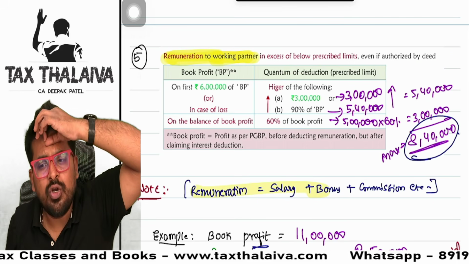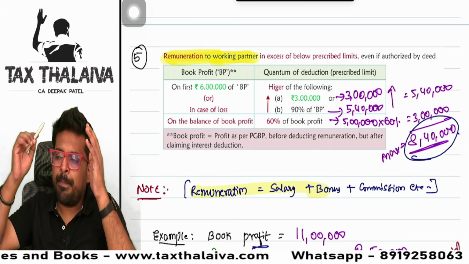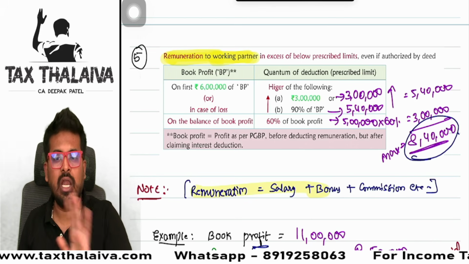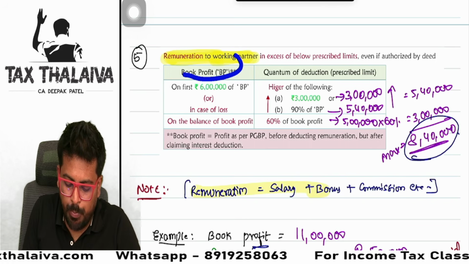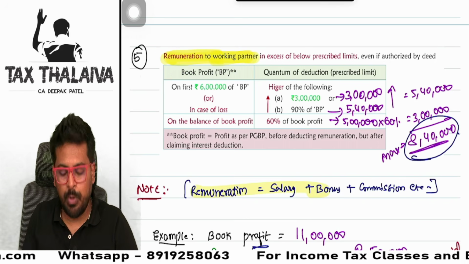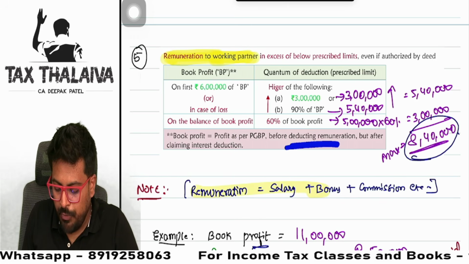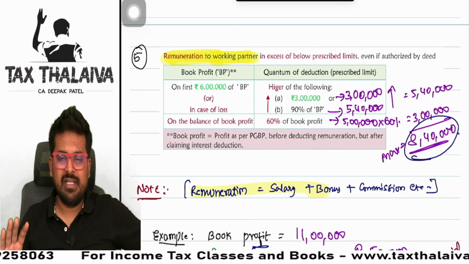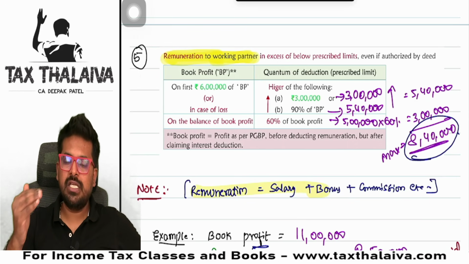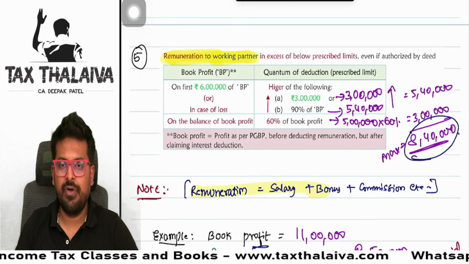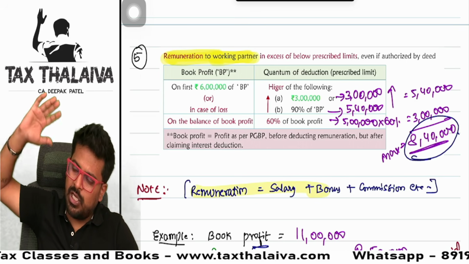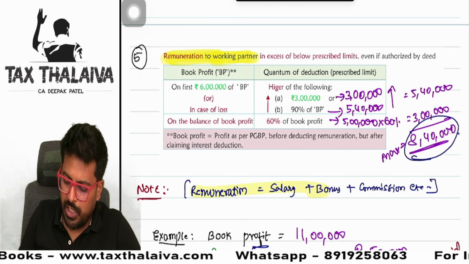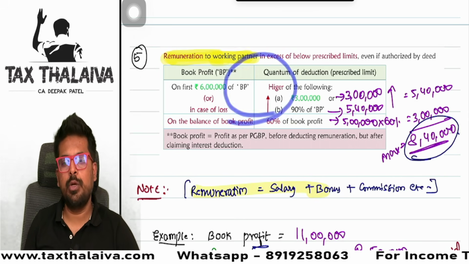Even if the partnership deed is authorizing more payment, still the Income Tax Act will not allow it. What is that? First, you have to take the book profit. What is book profit? Profit as per PGBP before deducting remuneration, but after deducting all the expenditures. Guys, book profit is nothing but the PGBP profit of a partnership firm after claiming all deductions, including the interest within the limit, whatever is there. You claim all the deductions except the remuneration for which we are calculating here. That is called book profit.